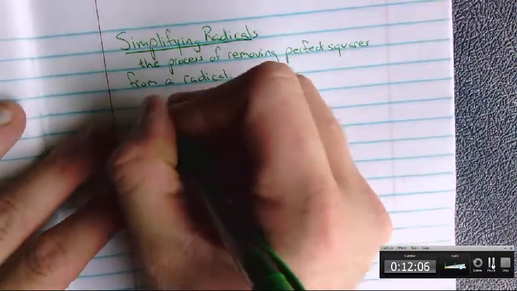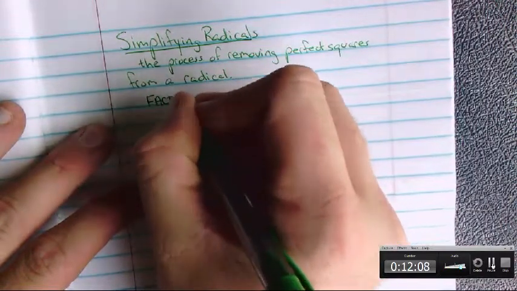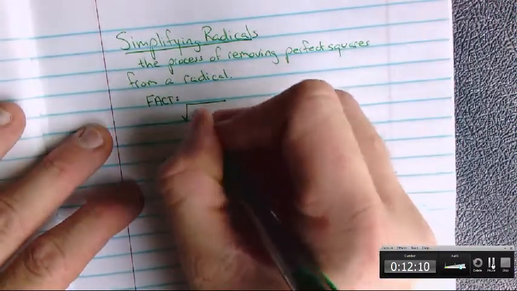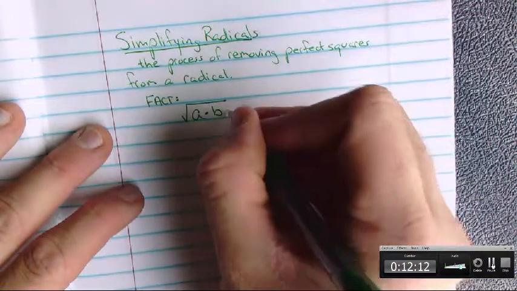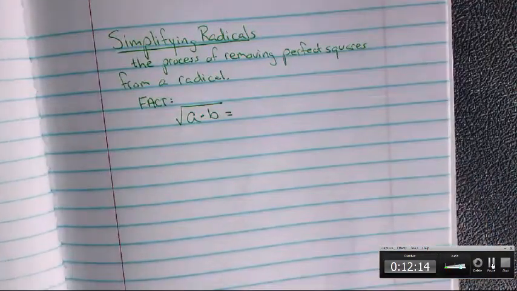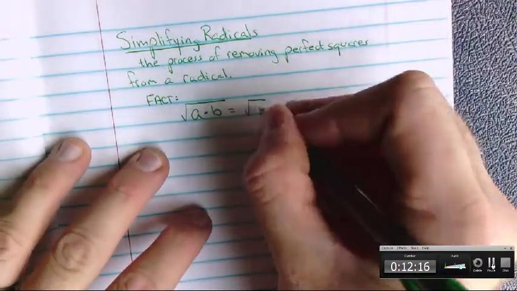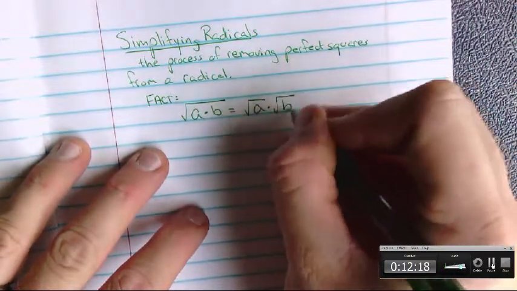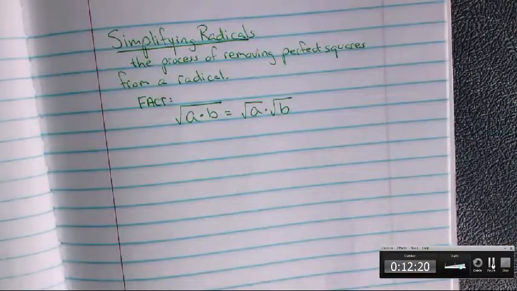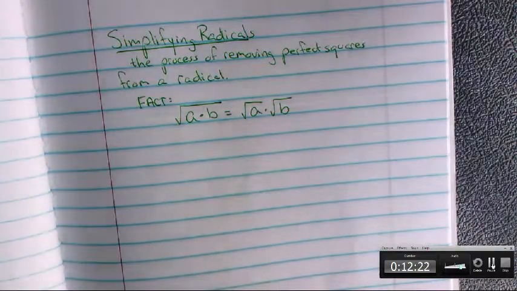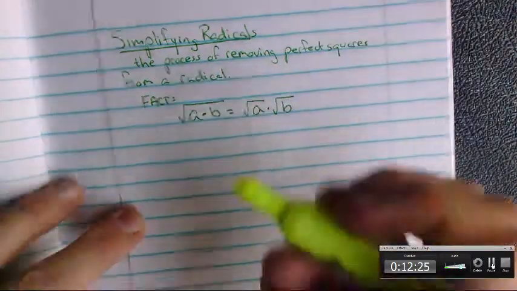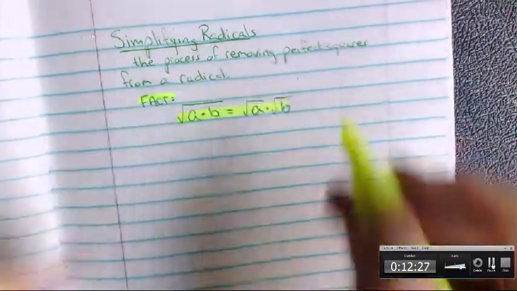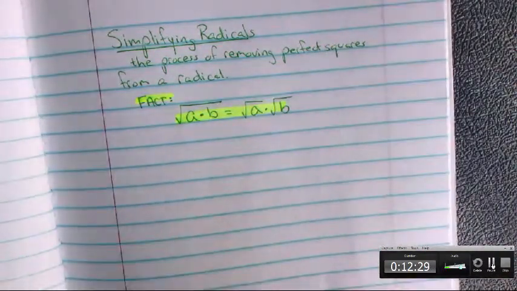We're going to use this fact. This fact says the square root of a times b. If you've got the square root of two things multiplied, that's the same as the square root of the first times the square root of the second.